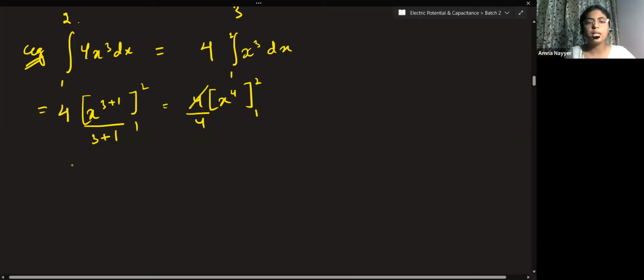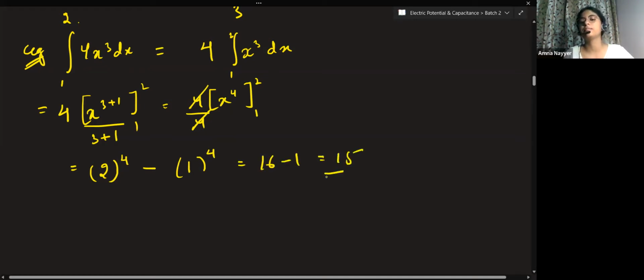4 and 4 will already get cancelled. 2 means your upper limit to the power of whatever is the power of x. What is the power of x? 4. So 2 to the power 4, minus the lower limit, 1 to the power 4. So this is 16, and this is 1. So yes, your answer is 15. Clear to all of you?